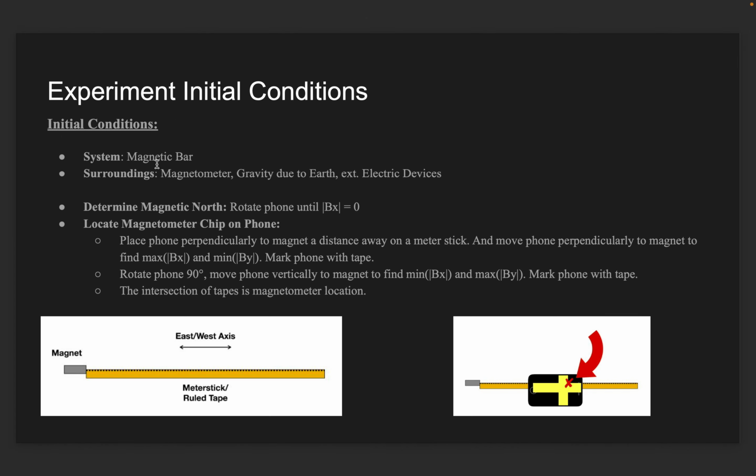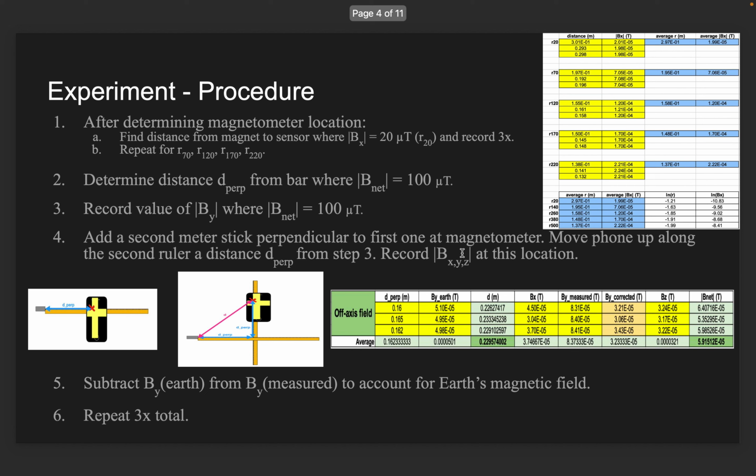So the initial conditions: our system was the magnetic bar, our surroundings were the magnetometer, gravity due to Earth, and external electric devices. We needed to determine magnetic north first, so that was taking into account the magnetic field of Earth. We need to next locate the magnetometer chip on the phone, and to do that you place the phone perpendicularly to the magnet a distance away along the meter stick, and you move the phone perpendicularly to find the max of our B of x value and the min of our B of y value, and then you rotate the phone vertically 90 degrees, and you repeat the same step, but you find the min of Bx and the max of By.